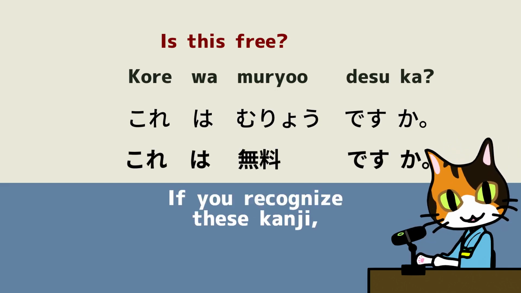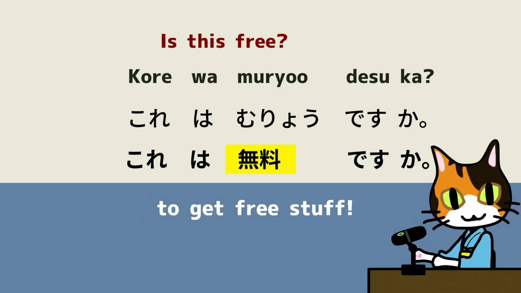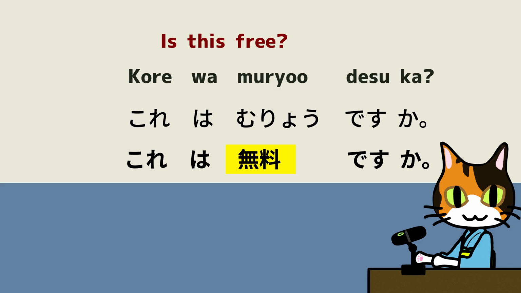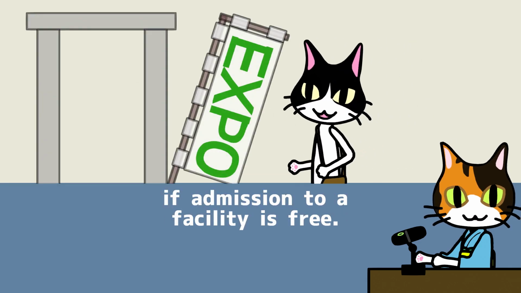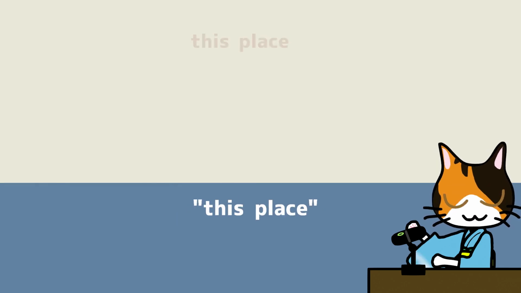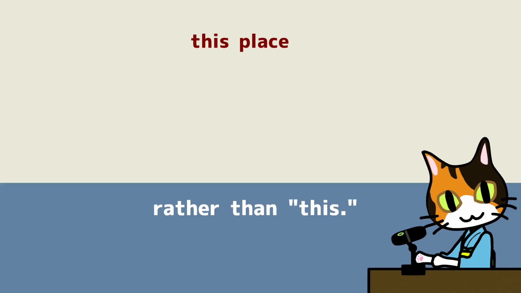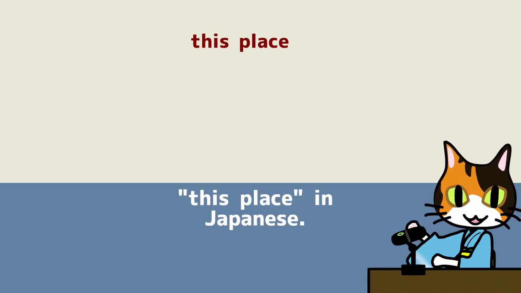Excellent. If you recognize these kanji, you won't miss out on any opportunities to get free stuff. Sometimes you may also want to ask if admission to a facility is free. In that case, the subject would usually be this place rather than this. This is how you say this place in Japanese.